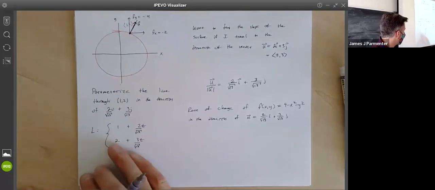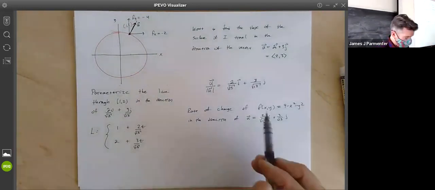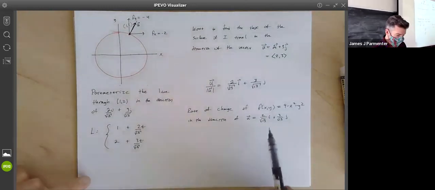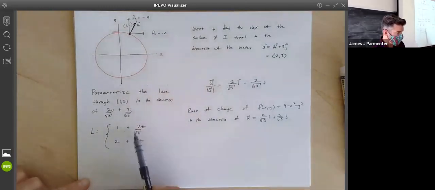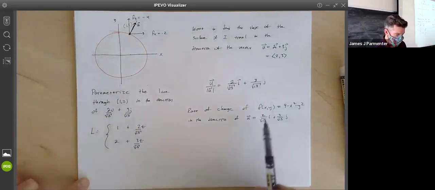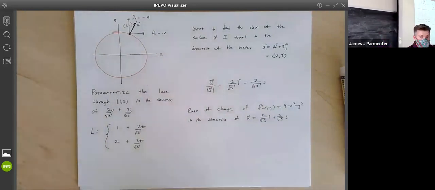Okay, well, in other words, I'm asking to find the derivative, right? If I'm trying to find a rate of change, I'm trying to find the derivative. Well, I could do it the long way. I'm not going to, but check it out. We could totally say that x is equal to 1 plus 2t over root 13, and y is equal to 2 plus 3t over root 13, and plug those in for x and y, and then take the derivative with respect to t. But instead, we're going to do it the chain rule way.